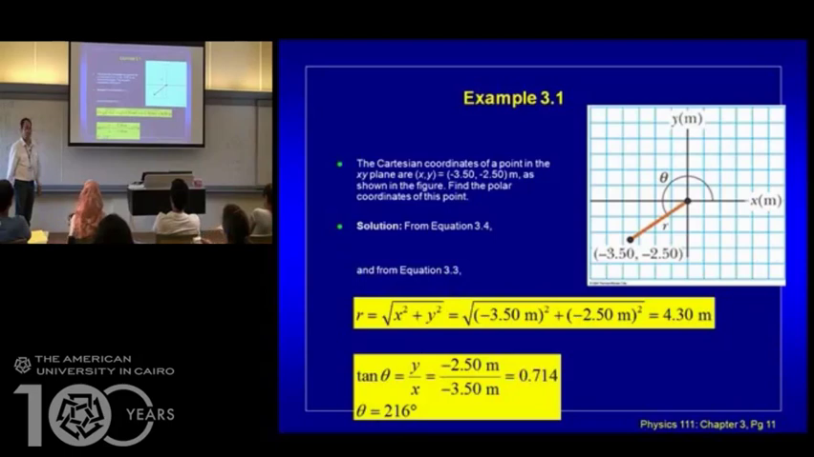Why are you adding 180 to the angle? I'm not, I did not add anything. I just said, just find the inverse tan of 0.714. 35? 65?